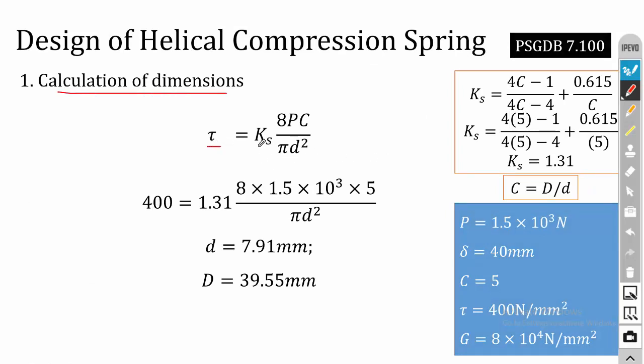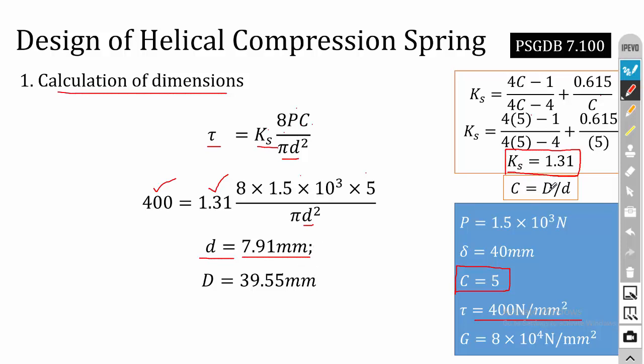Write the equation, tau is equal to Ks into 8PC divided by pi d cube, and here Ks is (4C minus 1) divided by (4C minus 4) plus 0.615 divided by C. In the problem, the C value is given as 5, so you can substitute the value of C in the equation, so that you will get Ks is equal to 1.31. So you can substitute the value of Ks here. Tau is given in the problem, it is 400 Newton per mm square. Then P is given, C is given. So you can substitute everything and calculate the value of the small diameter. So the wire diameter, that is small d, is equal to 7.91 mm.